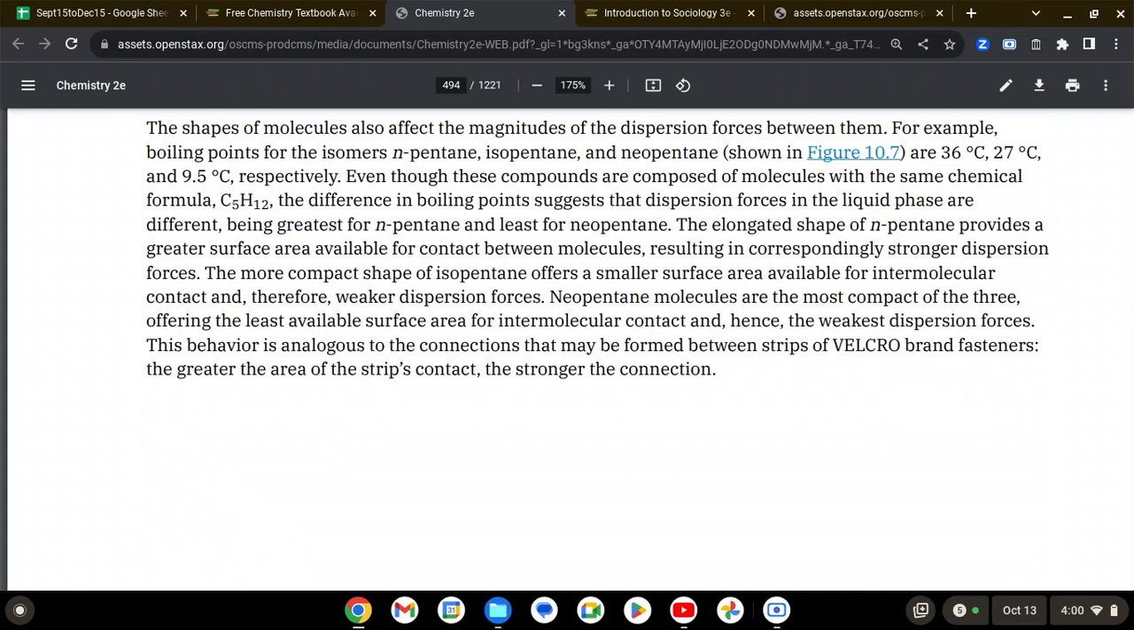The elongated shape of n-pentane provides a greater surface area available for contact between molecules, resulting in correspondingly stronger dispersion forces. The more compact shape of isopentane offers a smaller surface area available for intermolecular contact, and, therefore, weaker dispersion forces. Neopentane molecules are the most compact of the three, offering the least available surface area for intermolecular contact, and hence the weakest dispersion forces. Their behavior is analogous to the connections that may be formed between strips of Velcro brand fasteners. The greater the area of the strip's contact, the stronger the connection.